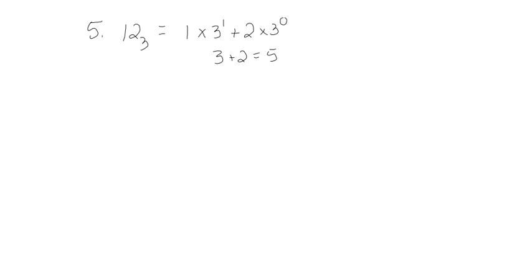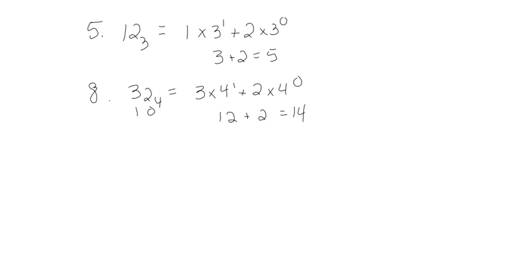Okay, for number 8, that was 3, 2, base 4. So again, remember, this is the zeros column, that's the 1. So this is going to be 3 times 4 to the first plus 2 times 4 to the 0. So 3 times 4 is 12 plus 2, that would have been 14.